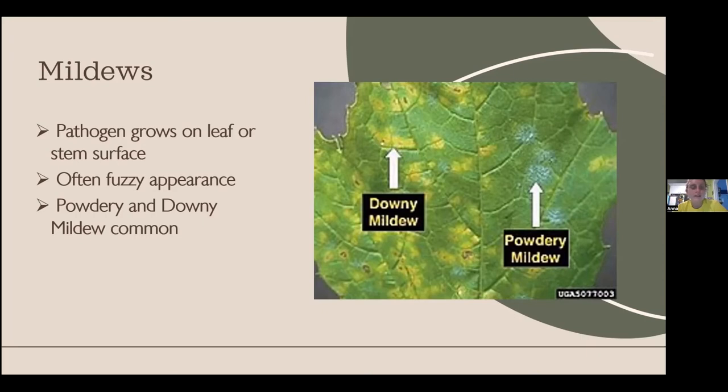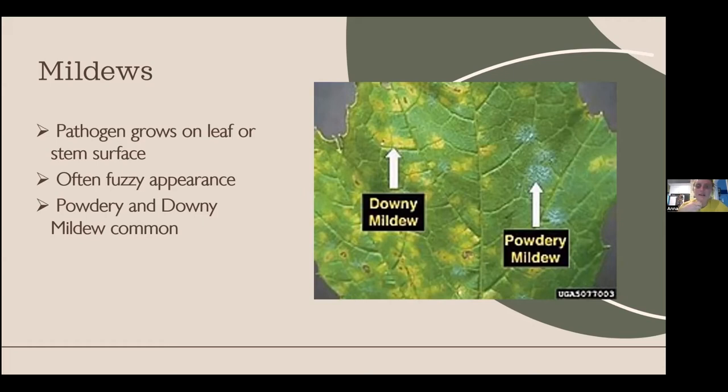You flip that over, you're gonna see the little fruiting bodies or the fuzzy appearance on the bottom. With the powdery mildew, you see that fuzzy appearance on the top side of the leaf. There might be a little on the underside, but that's how you tell them apart, in a very simplistic way.